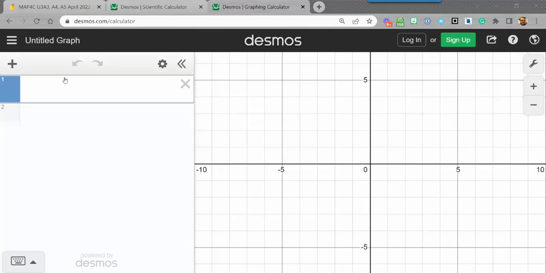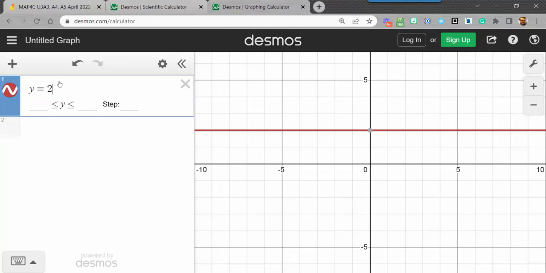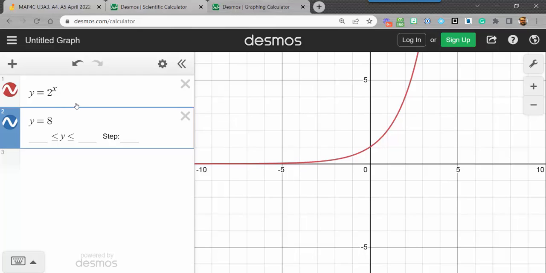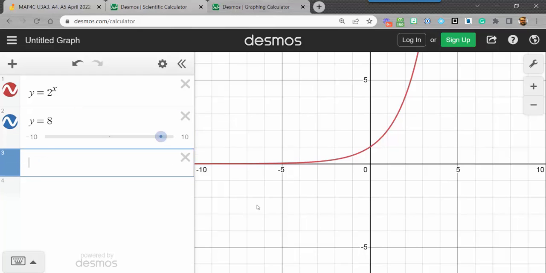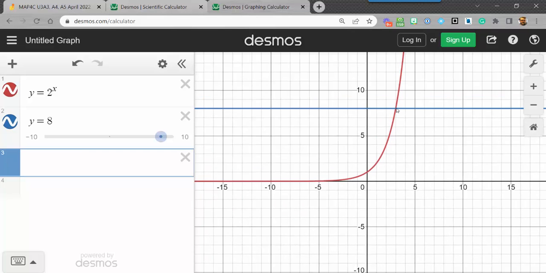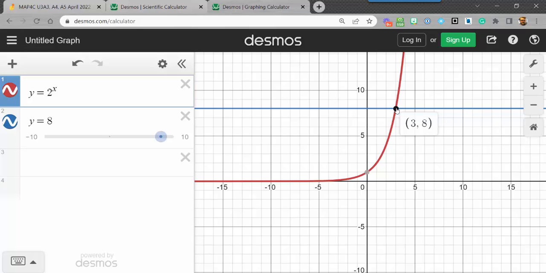So I'm in Desmos graphing calculator. I'm going to graph y equals 2. I'm going to use the little hat button to get my exponent to the x. Okay, and I'm going to hit enter. I'm going to hit y equals 8. Enter. So if I say y equals 2 to the x and y equals 8, then if I zoom out a little bit, where they cross, I'm going to click on the button here. Where they cross, that happens when x equals 3.